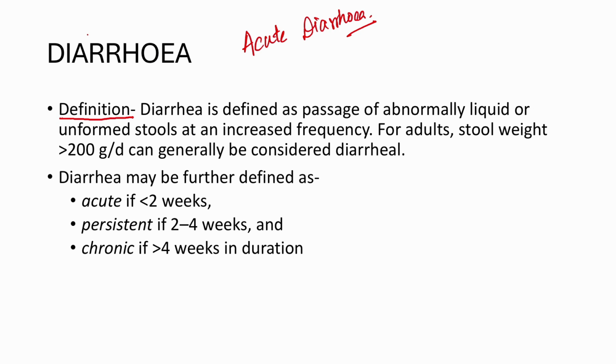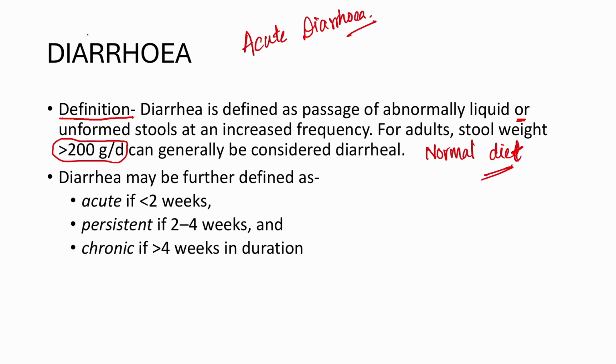In general, diarrhea is defined as passage of abnormally liquid or unformed stools at an increased frequency. For adults, stool weight of more than 200 grams per day can generally be considered diarrheal, and that is on a normal diet. On a normal diet, if stool weight is more than 200 grams per day, it is the definition of diarrhea.